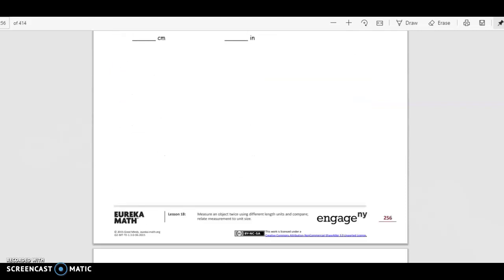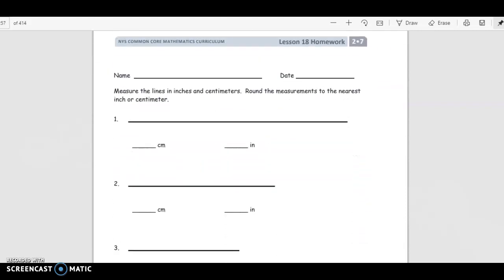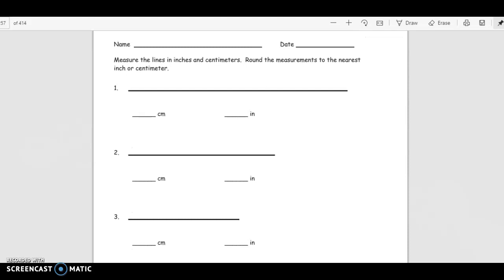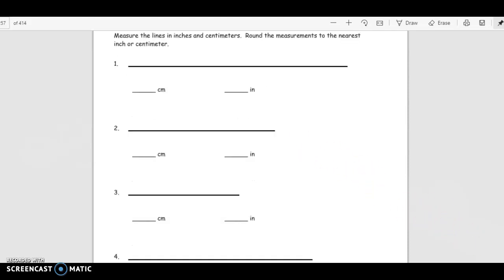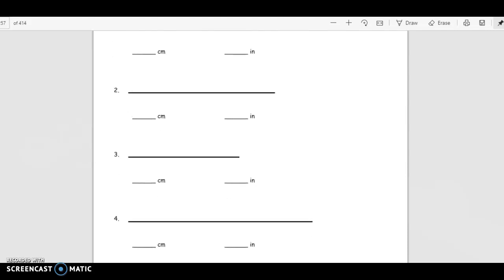The homework, I would like you to submit the first page right here. It's questions 1 through 4. So you'll measure the line in inches and centimeters and write how many inches and centimeters each line is.